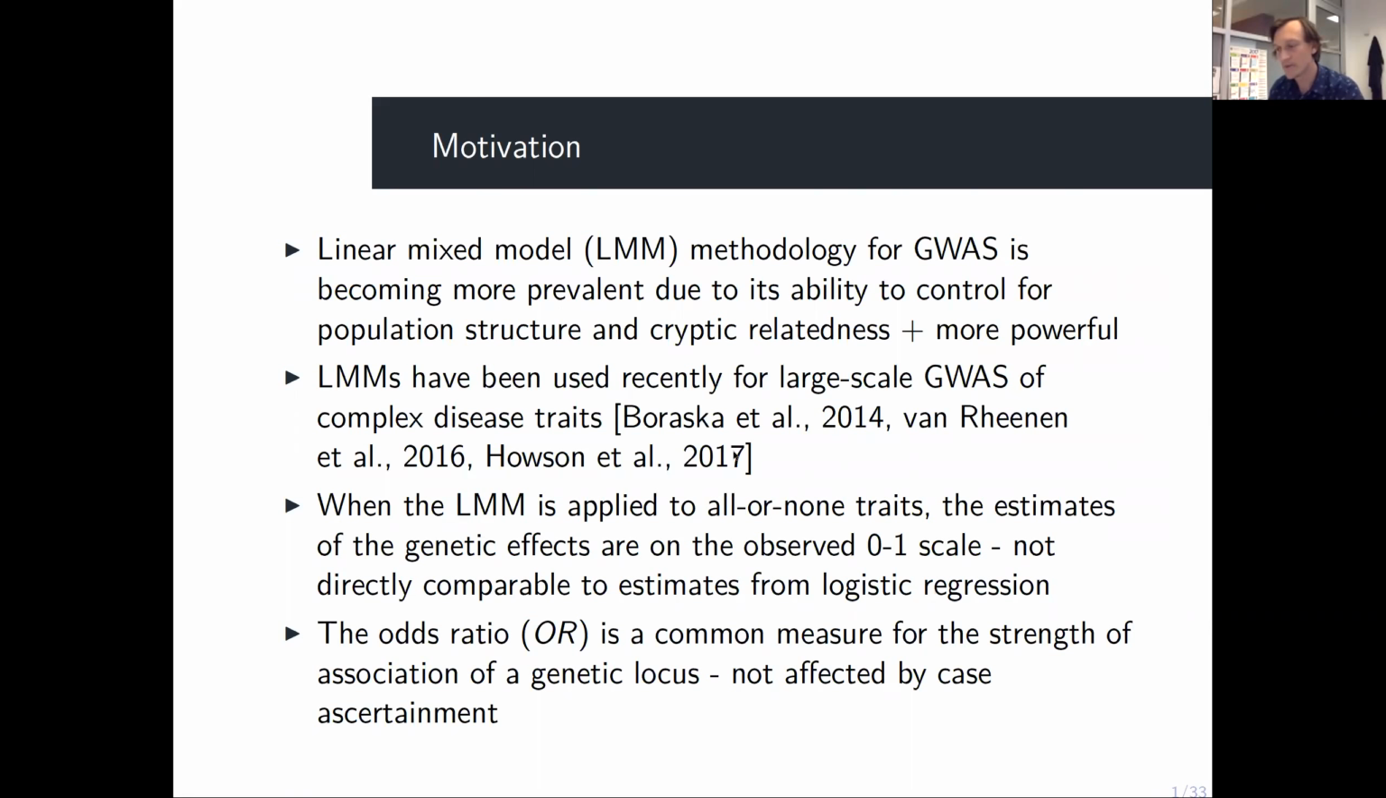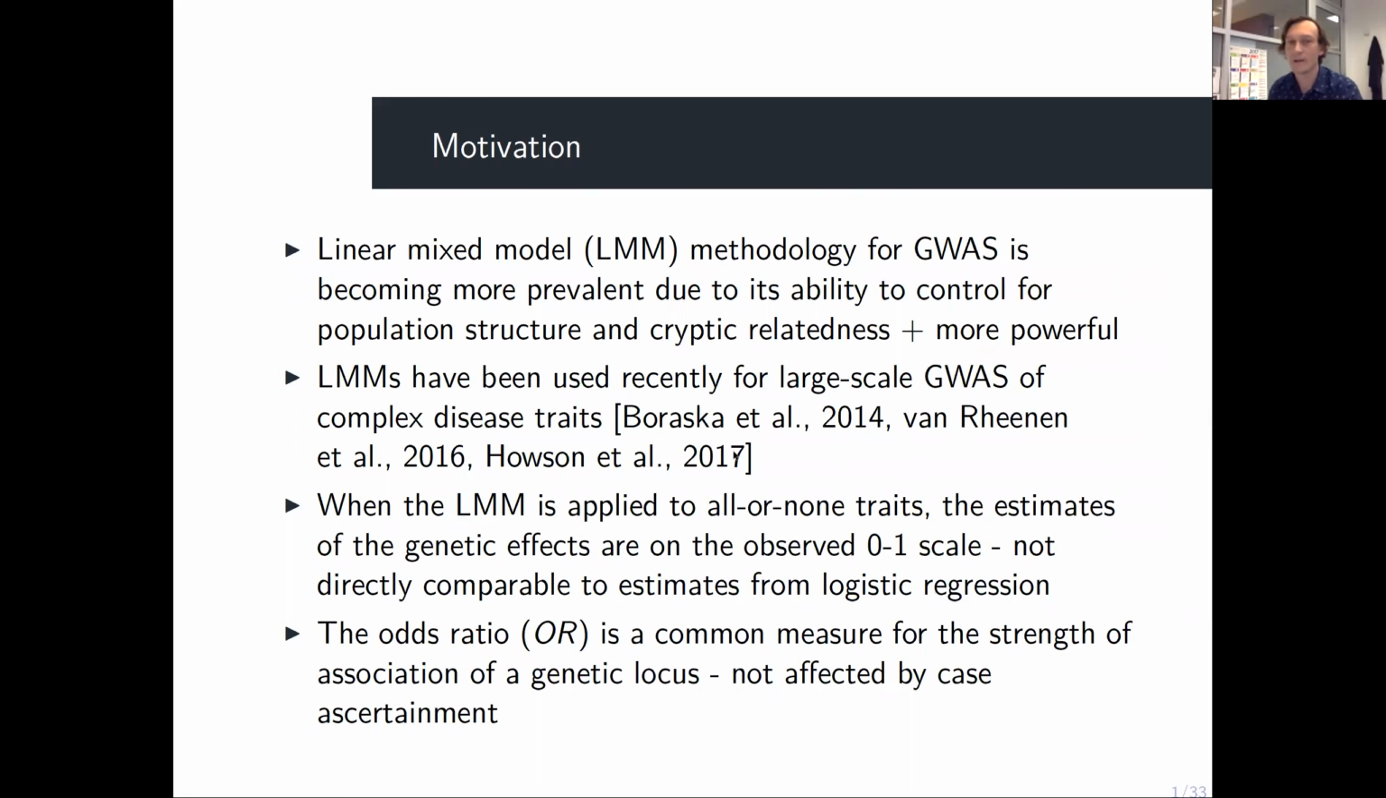The interesting question that comes out of that is that when you apply the linear mixed model, or the linear model for that matter, to all or none traits or dichotomous traits, the genetic effects are on the observed 0, 1 scale. The problem with that is that it's not directly comparable to estimates from logistic regression. So if you have a variety of studies that use different models to analyze the data, then the effects are not comparable across those studies.